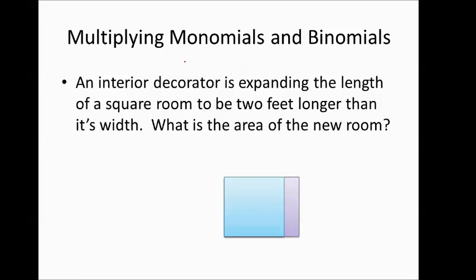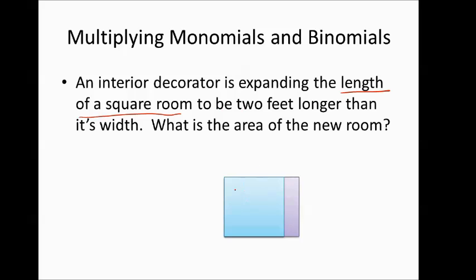All right, multiplying monomials and binomials. An interior decorator is expanding the length of a square room to be 2 feet longer than its width. What is the area of the new room? So we said the room is a square room, right? So the length of a square room, they're expanding it.